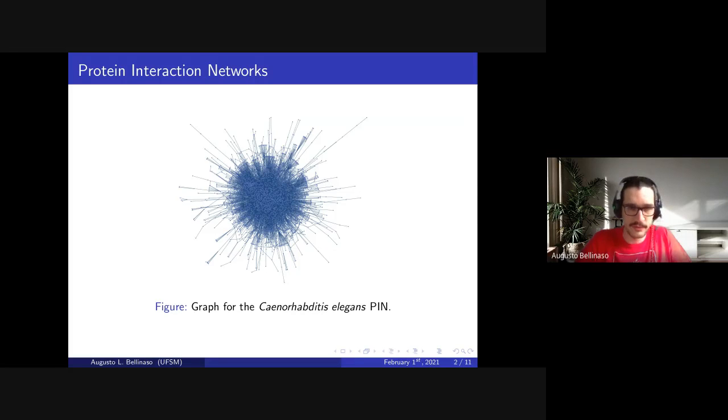So, a protein interaction network is a graph of all the proteins of an organism, and we represent each protein of the organism as a node in the network. And when there is an interaction between two proteins, we add a link between these two nodes, and we have the structure of a graph. And the mathematical background to study the protein interaction networks is graph theory from math.